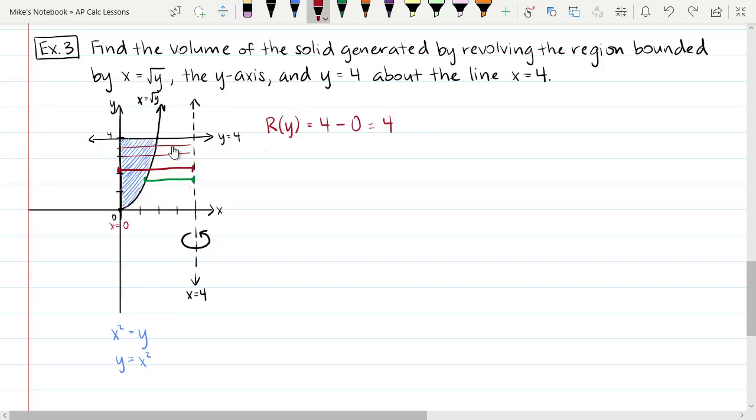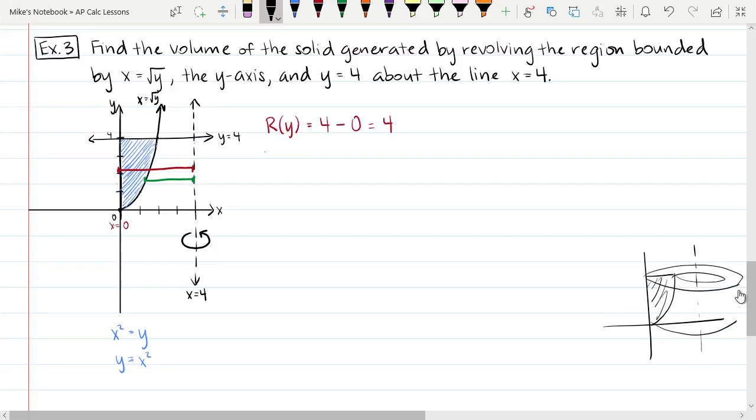In other words, if I were to revolve this, let me redraw this real quick over here. If I were to revolve this region about that line, the outer part is actually going to look very much like a normal cylinder. It's just that the inside has sort of a flared bottom for that opening. Okay, so the big radius is just 4.